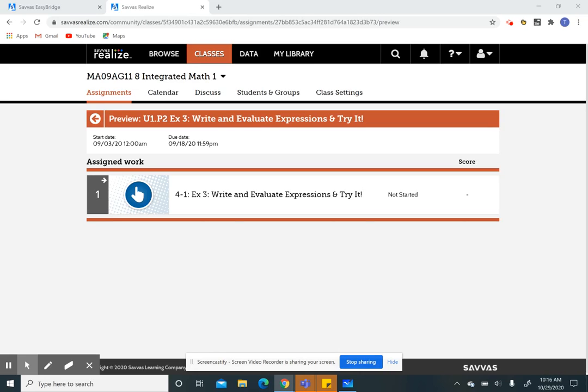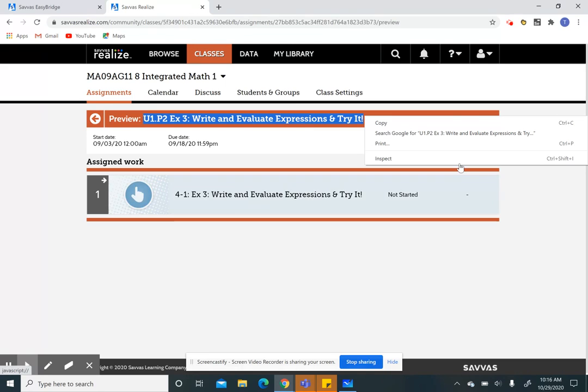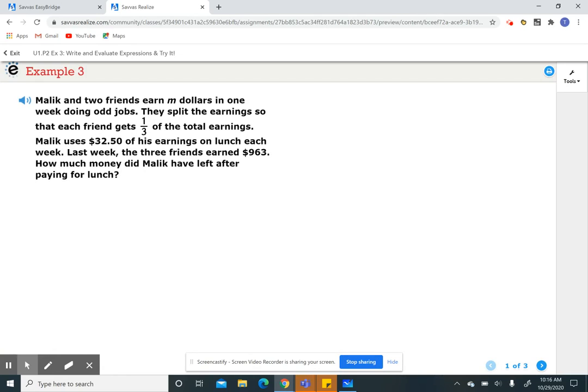This video is going to go over Unit 1, Practice 2, Example 3. And so I'm going to go ahead and click on it. When it opens, one of the things that you want to notice is on the right-hand side of your screen, there is no toolbar. So that means they have completed this example for you. So for every example, there's one that'll be done for you, and then you will complete the second problem.